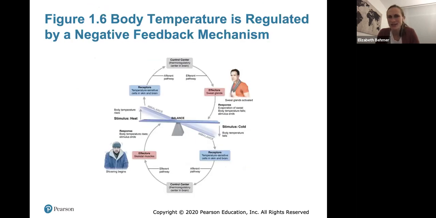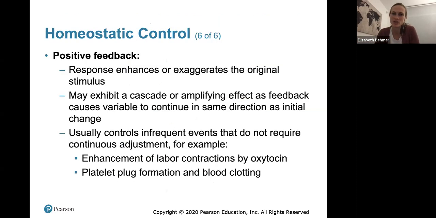Here's body temperature, an example of negative feedback. So for example, the receptor, temperature sensitive cells in the skin and the brain, will notice a body temperature rising. The control center, the thermoregulatory center in the brain, that might be a test question, will receive the input and then send out a response to your effectors to sweat, to try to cool down. Oppositely, if you get really cold, the thermoregulatory center in the brain will tell your skeletal muscles to shiver, to try to move, to try to increase your body temperature.